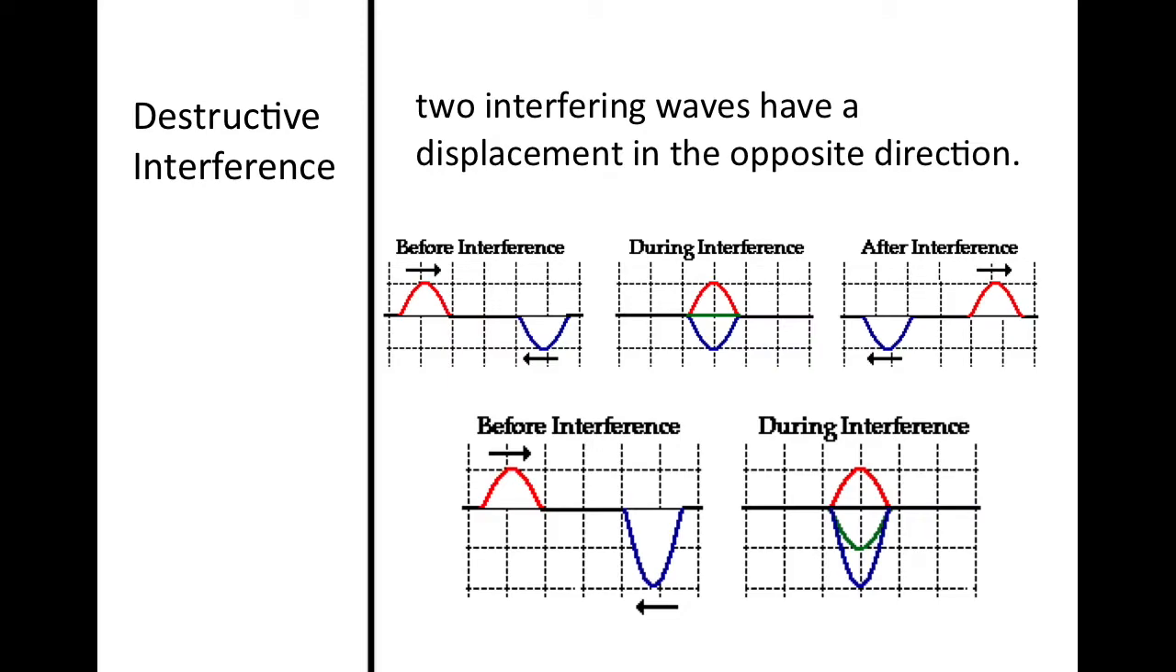With destructive interference, the two waves that are interfering have a displacement in the opposite direction. So if we have a positive value for its amplitude in one wave, and there is a second wave that is moving towards the first wave that has a negative amplitude, when they meet during the interference, you would have a resultant that would be 0. Therefore, it would pretty much just annihilate the amplitude, and it would have an amplitude of 0.